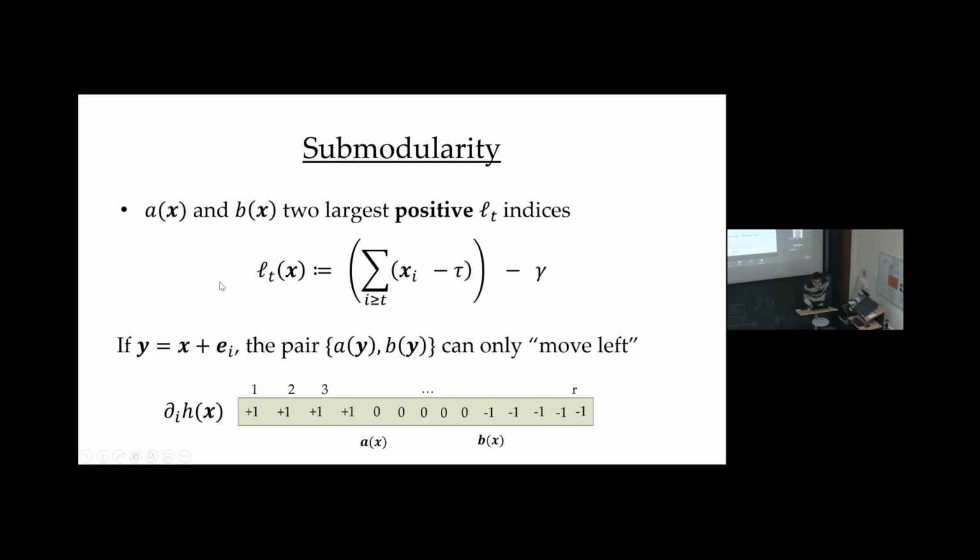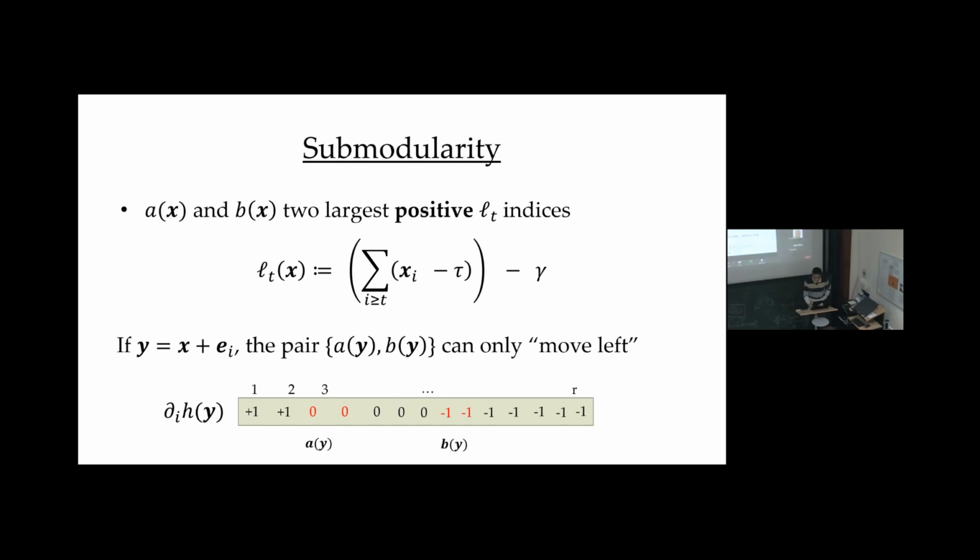So if this thing is positive, then the maximizer can only move to the left. When I move to the left, if ai and bi move to the left, then some +1s will become 0 and some zeros might become -1. Which means that the marginals are only decreasing. And this is true for any suffix function that you use, which is positive.